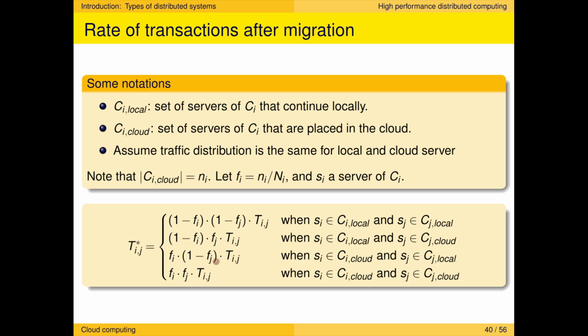Whereas at the other extreme end, both servers are local. So the ratio of our servers that are local would be 1 minus Fi for Ci, and for Cj it would be 1 minus Fj. And these constitute the weight of the traffic that is between two local servers in my own company. So this is the traffic between the servers for Ci and Cj in my company, and this is in the cloud, and these are in between.